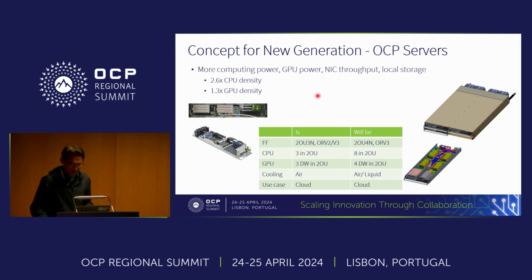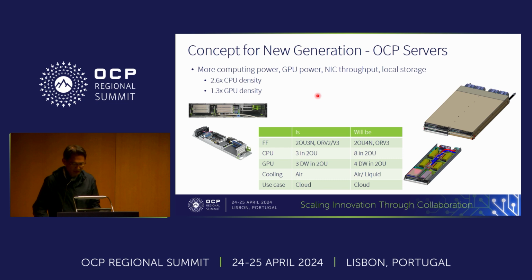Okay. So the one on the right is the new generation. So you can see we migrate from 1 socket per node to 2 sockets per node. In that case, we can increase the CPU number to 2.6.